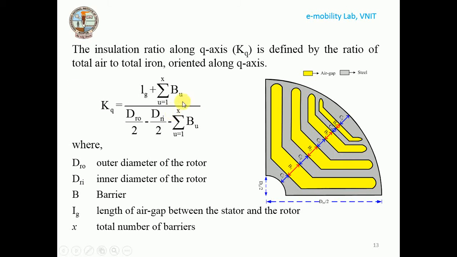This is defined as the total air oriented along the Q axis. This is our Q axis, this is our D axis.